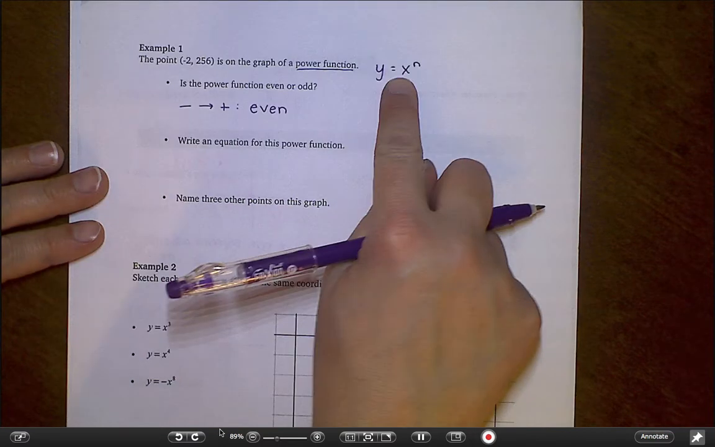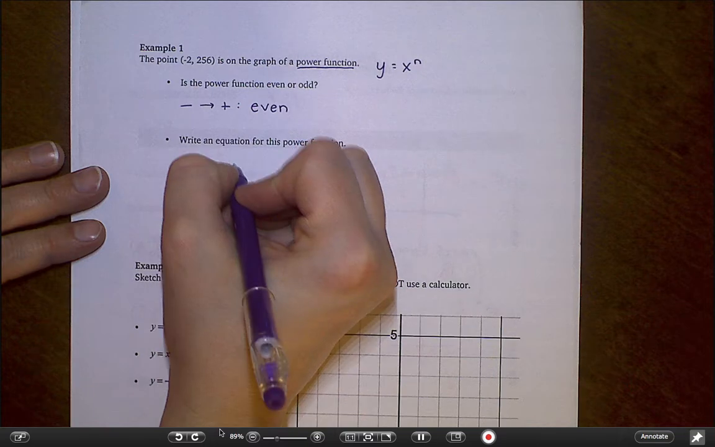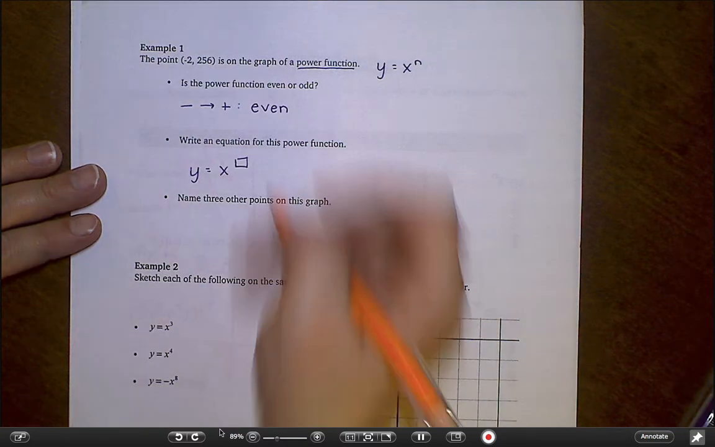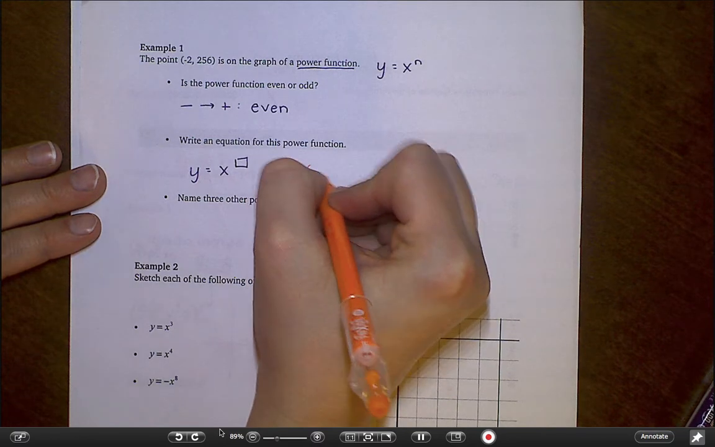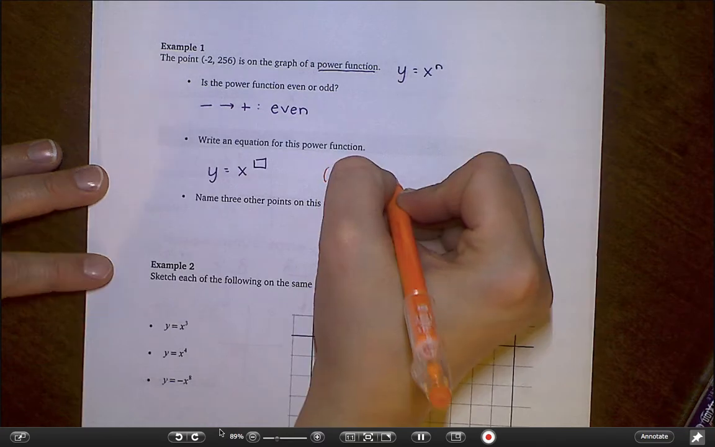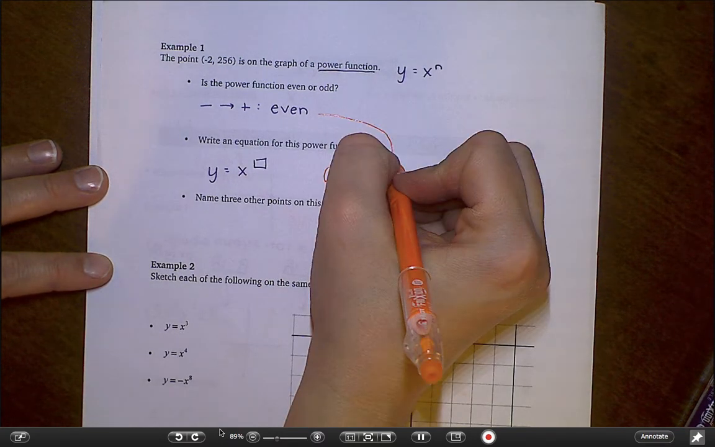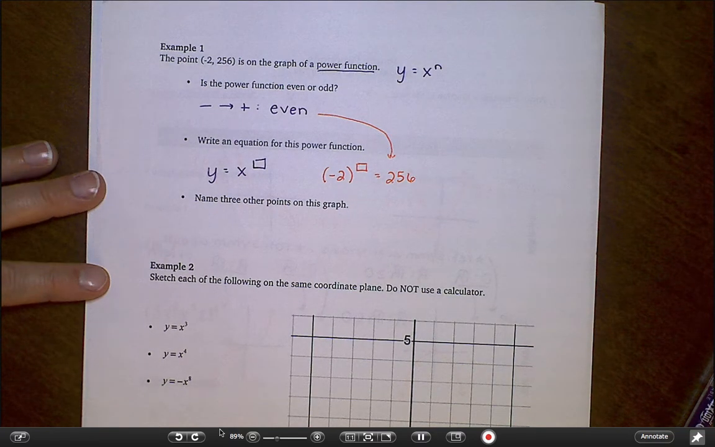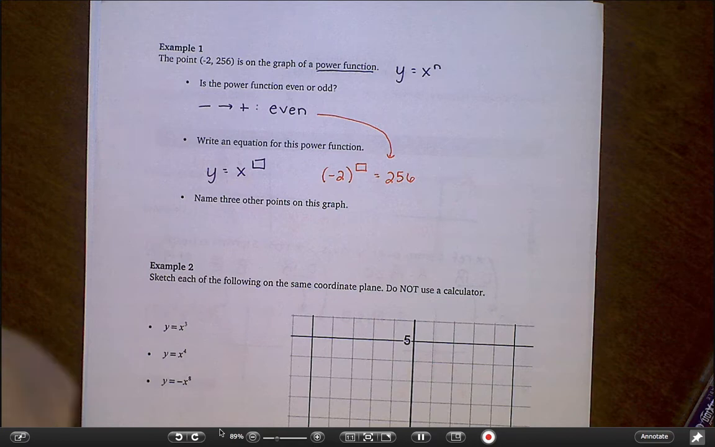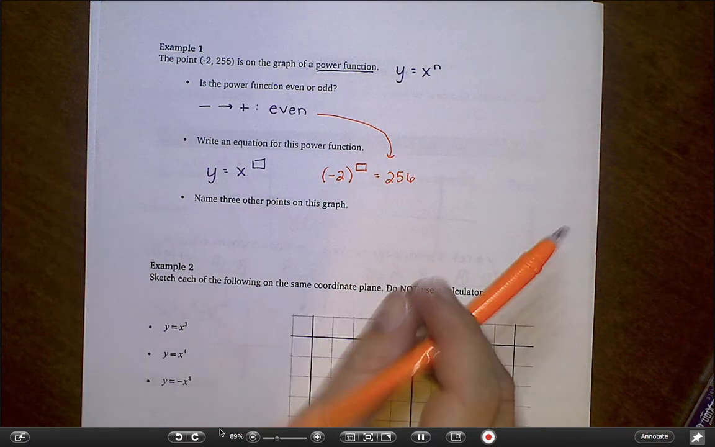This is what our equation is going to look like. Really, we just need to figure out what number goes here. So the question we're asking ourselves is, -2 to what power makes 256? And we know it has to be even. Okay, we know it has to be an even power. Your best bet at this point is some guess and check. There are some mathematical ways to solve for this. We haven't really talked about that this year.